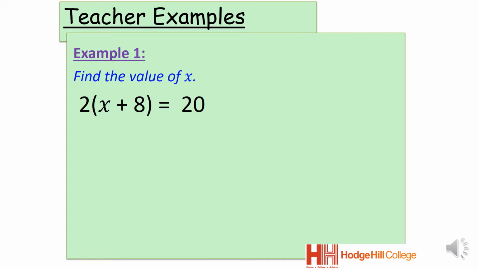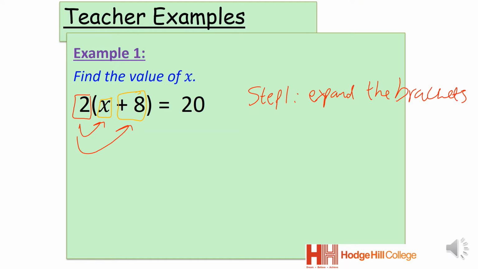Okay, so now we have an example 1. If you have a look at this question, you'll see that we have a pair of brackets here, pair meaning 2, yeah? So step 1, we need to expand the brackets. So what I'm going to do is I'm going to take this 2 on the outside of the bracket and I'm going to multiply it by every term on the inside of the bracket. So 2 times x and 2 times positive 8. So 2 times x will give me 2x. 2 times positive 8 will give me positive 16. That's equals to 20.